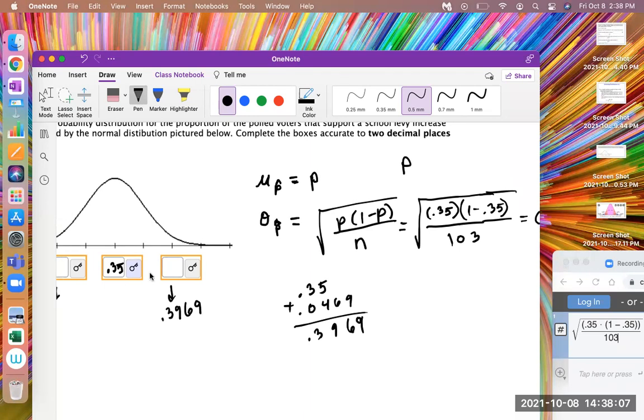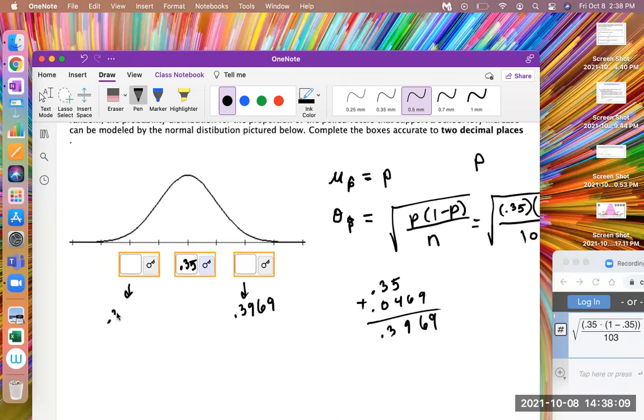And then on the other side, I take 0.35 and I subtract the standard deviation. Borrow from the 5, make it 4, 10, make it 9, 1, 3, 0, 3. So I believe those are the ones they want there. Let's just double check the answer.